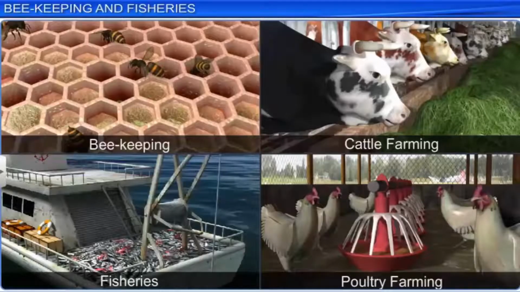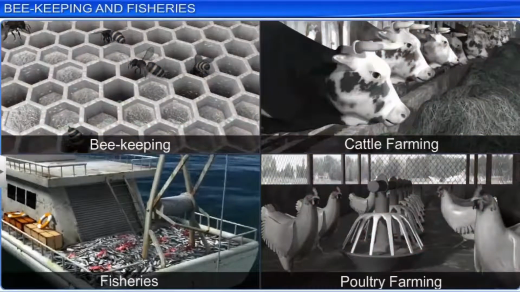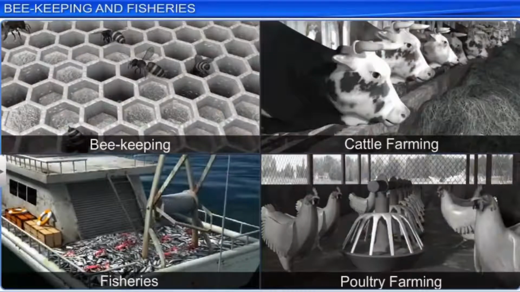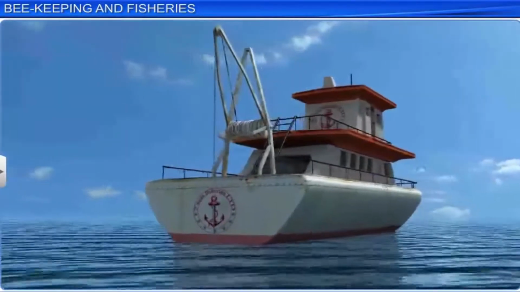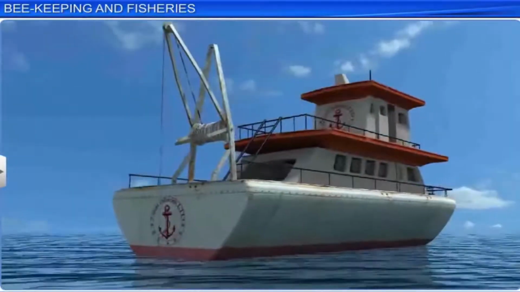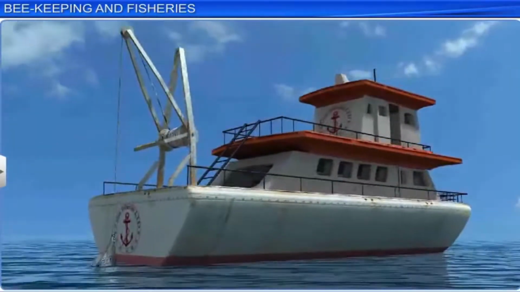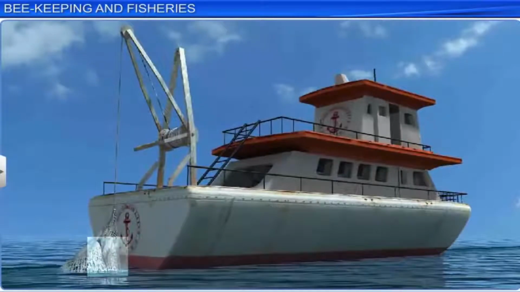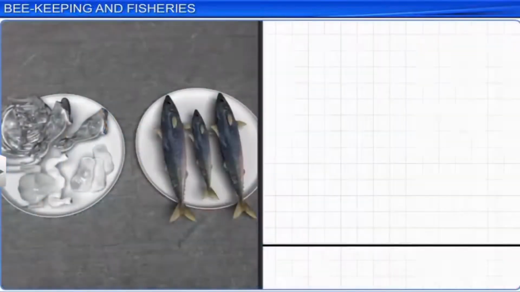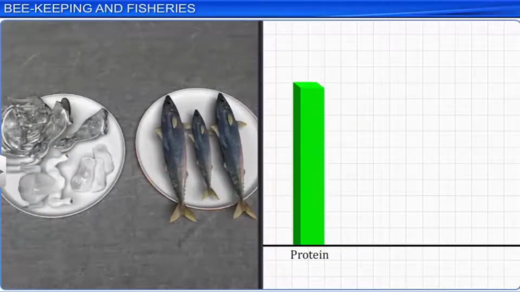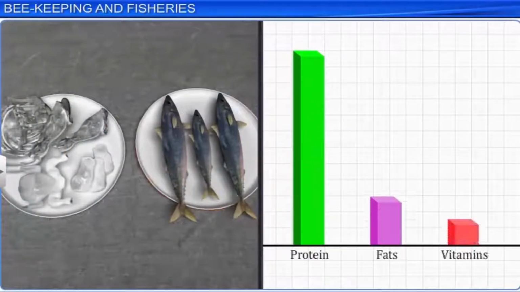Like beekeeping, fisheries are another part of animal husbandry, and relate to the rearing, catching and selling of aquatic animals such as fish and shellfish. As fish contain more proteins and less fat, they are preferred to other meats.